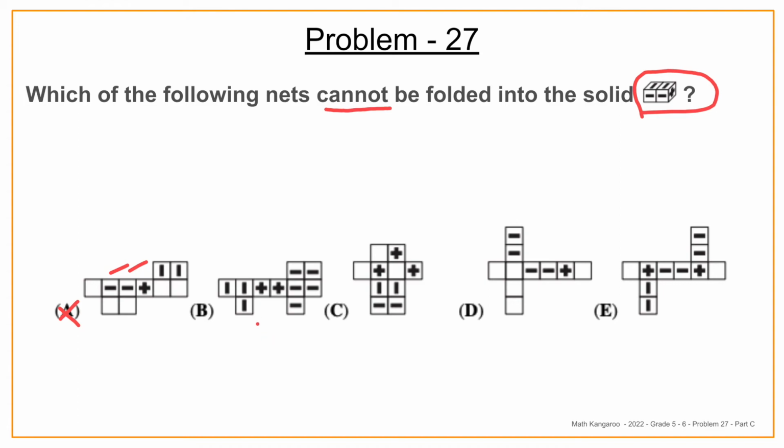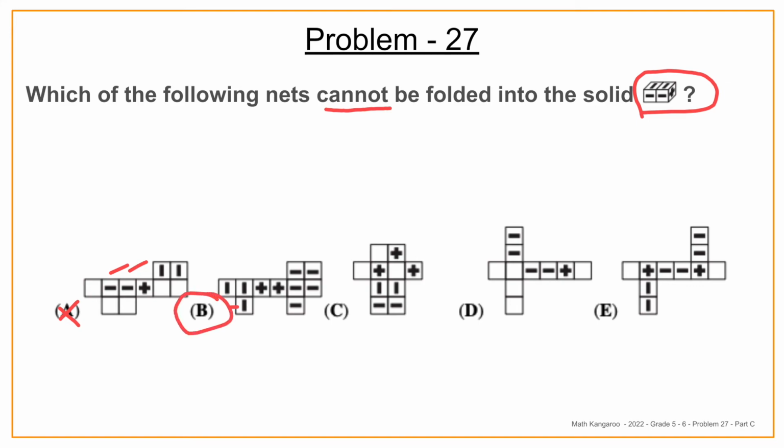Option B. So we have a plus in there, and we cannot make it because when it turns back, it would turn back differently and we need a horizontal line. So this could be our answer, so that means we cannot fold it into the similar solid.